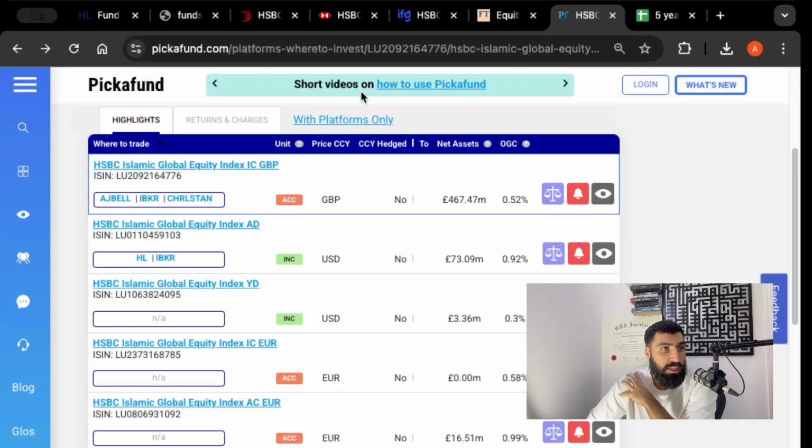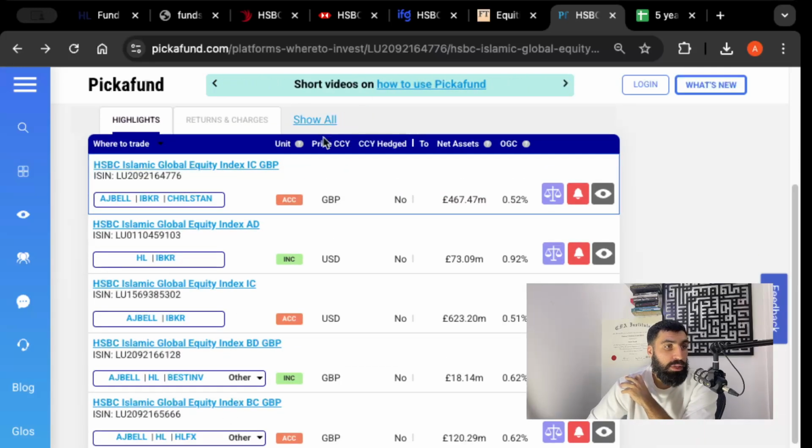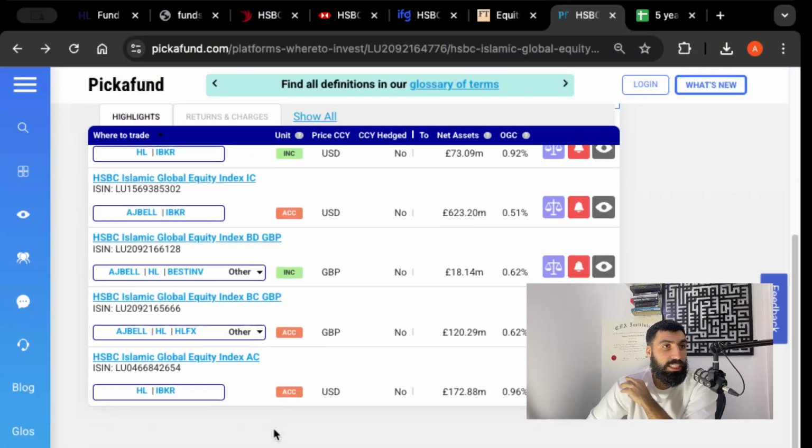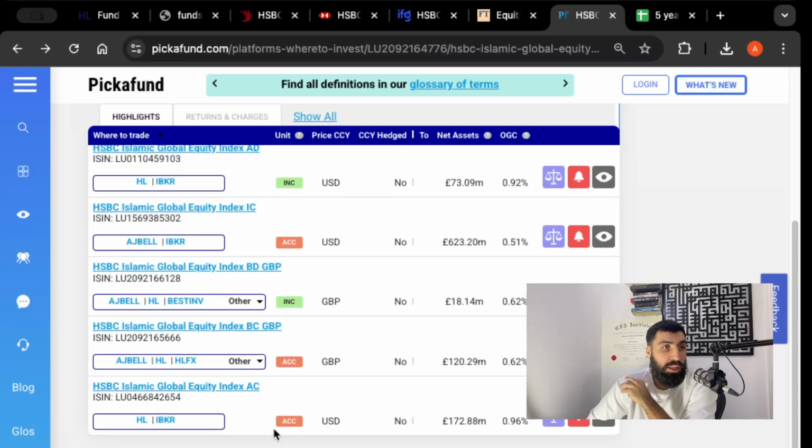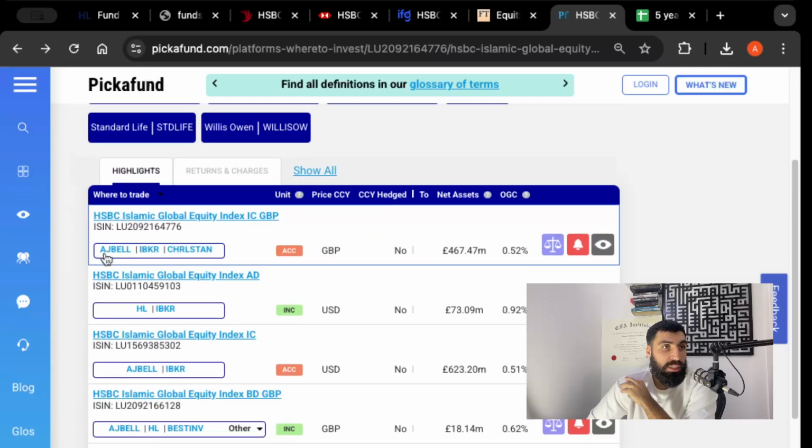you click on this button, it says with platforms only. So we're left with 6 different versions of the funds that you can actually buy in the UK. And it shows you the brokers here that you can buy them with: AJ Bell, Interactive Brokers, Hargreaves Lansdown, Interactive Brokers, and some of them you can buy on a few platforms.